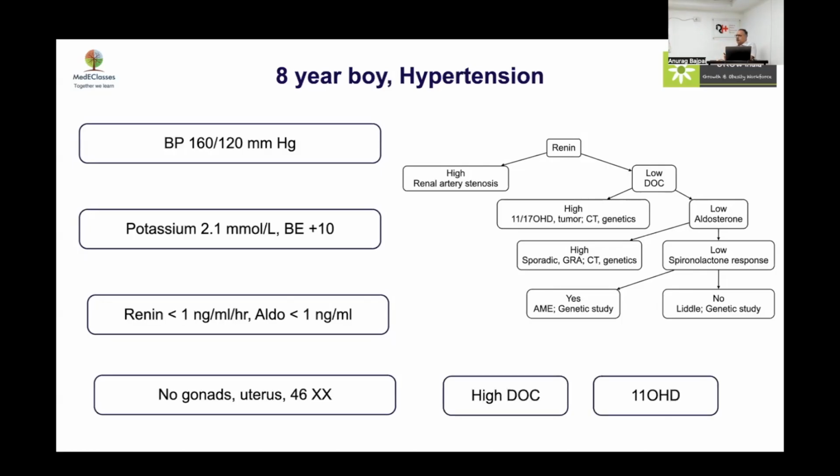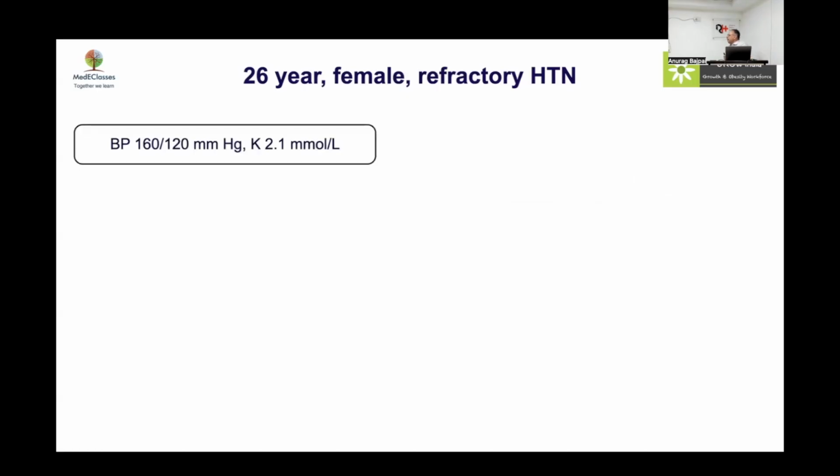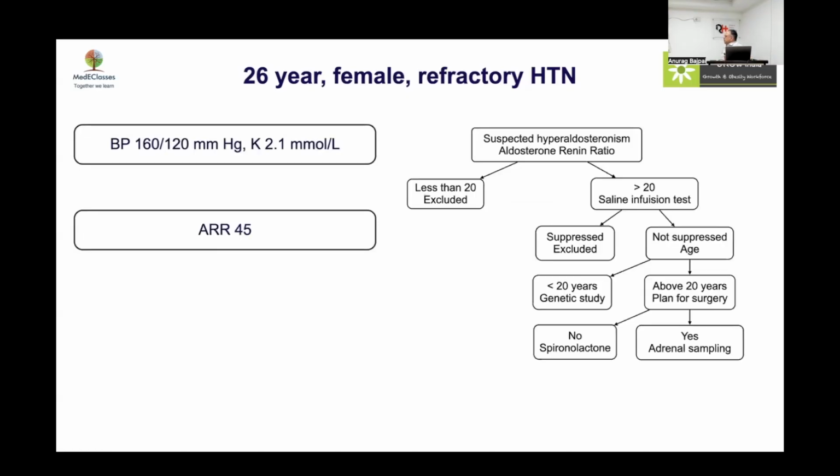So of course, all those factors are there, but I think CAH you should think of first before you go to the other one. 26-year-old female with refractory hypertension. Again, potassium is low. ARR is 45. So this is primary. Now what will you do? You can go for the saline infusion test. Not required because 45 is too high. So you don't need to do that. Now what will you do?